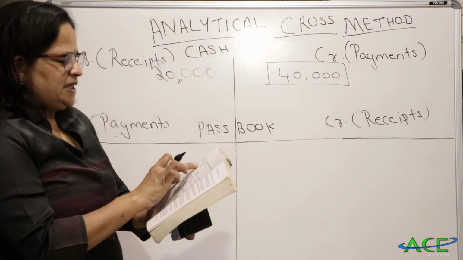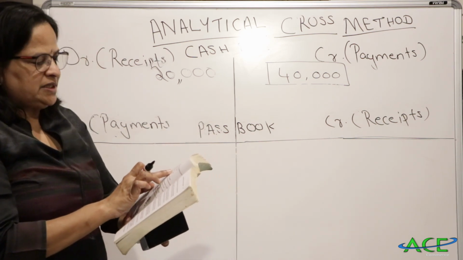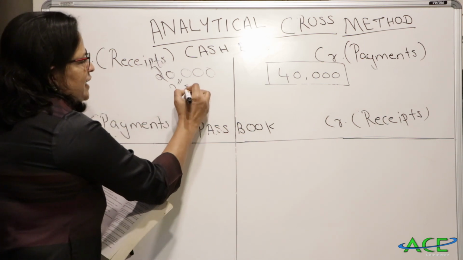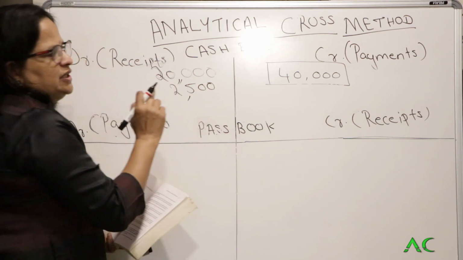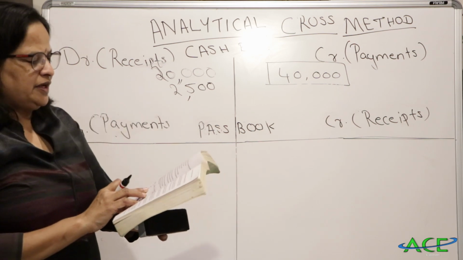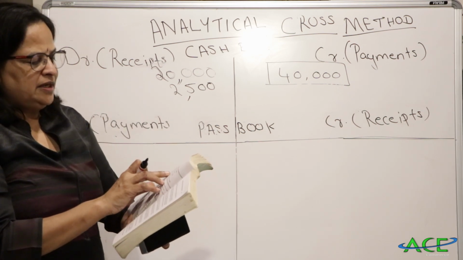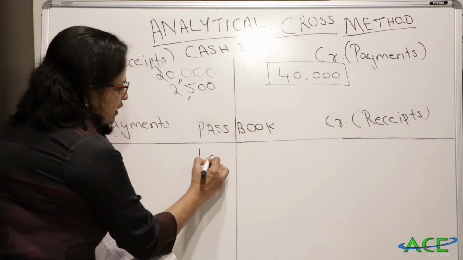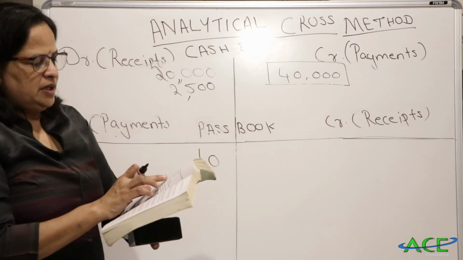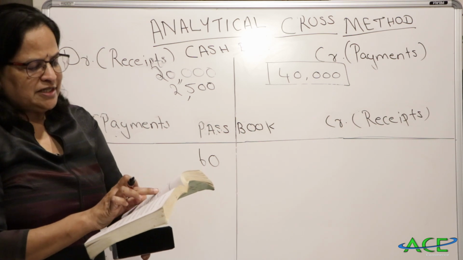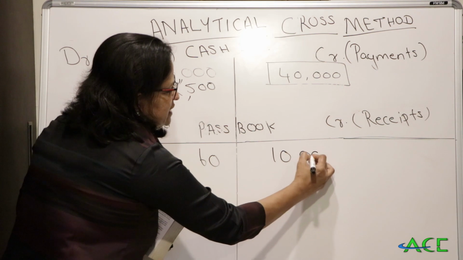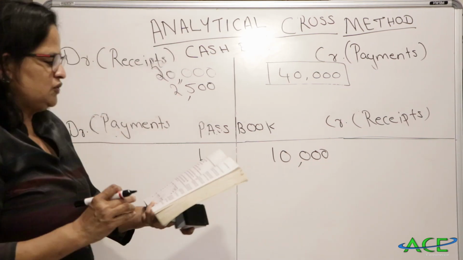Now, checks received entered twice, 2,500. The check received was by mistake entered once again, so here you will write 2,500. Now, bank charges debited by the bank, 60 rupees, so here you will write 60. Now, checks directly collected by the bank, 10,000. It has not gone to the firm, it was directly collected by the bank, 10,000.